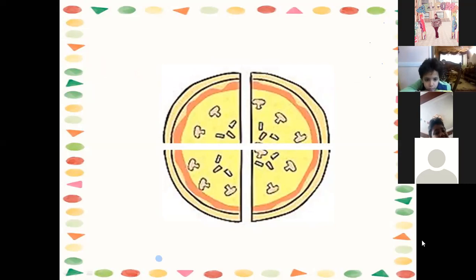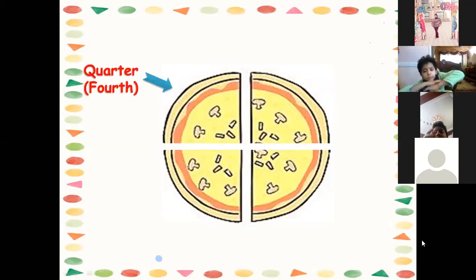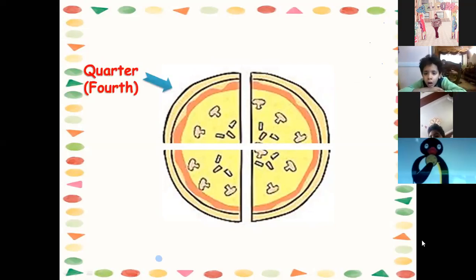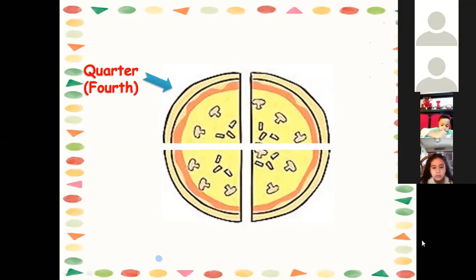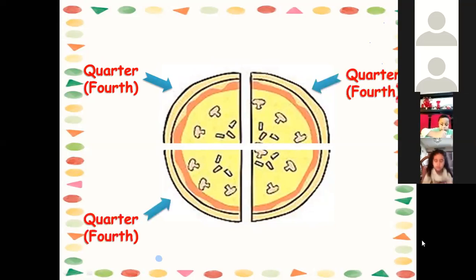Each part is called a quarter or fourth. This is a quarter, and this is a quarter, and this space is a quarter, and this part is a quarter. We have 4 quarters, Talia.